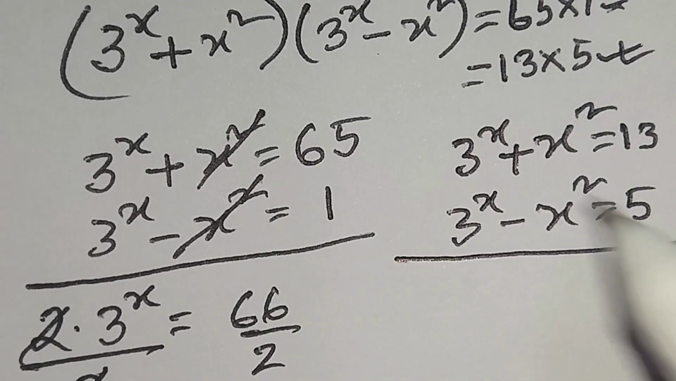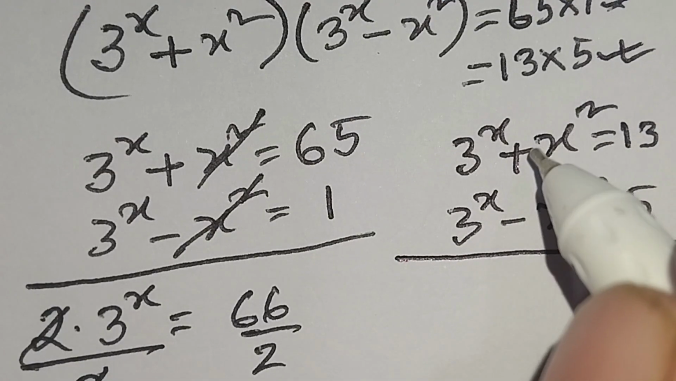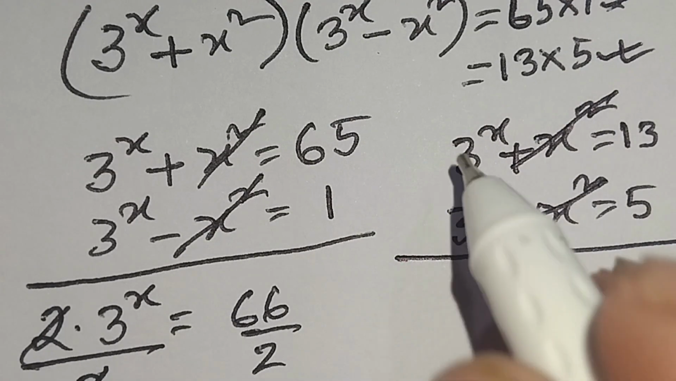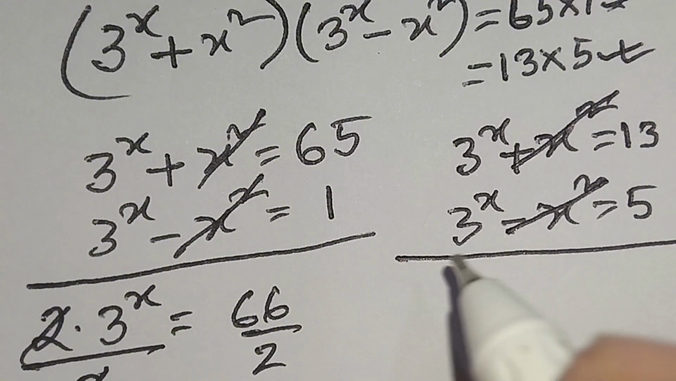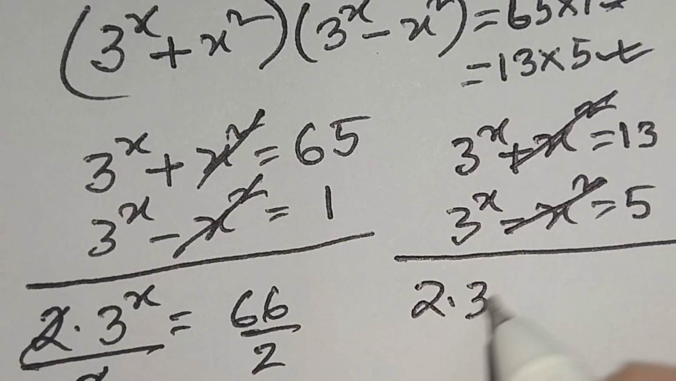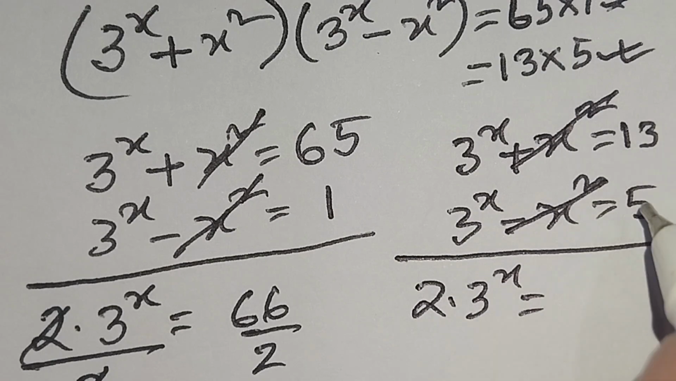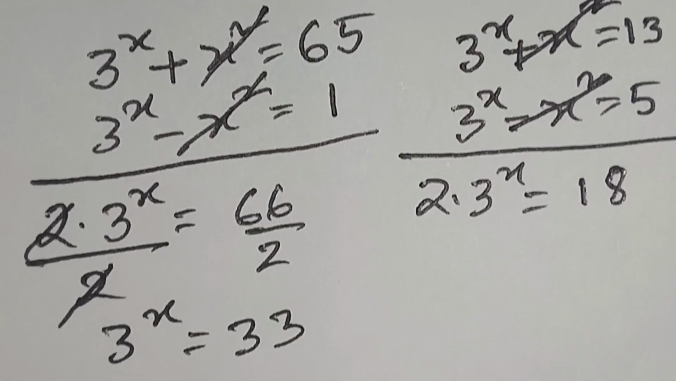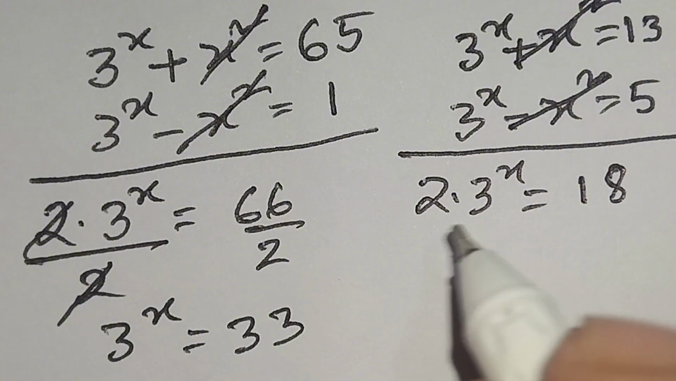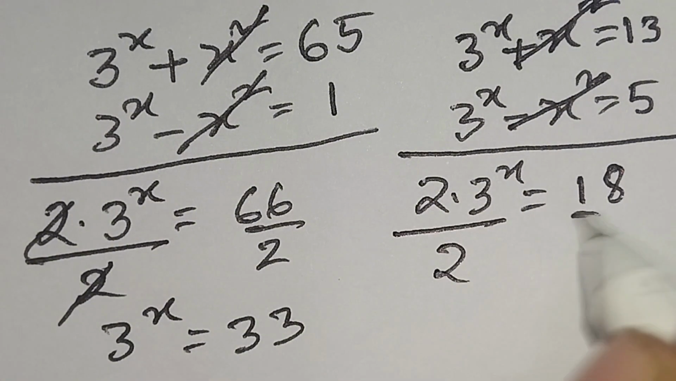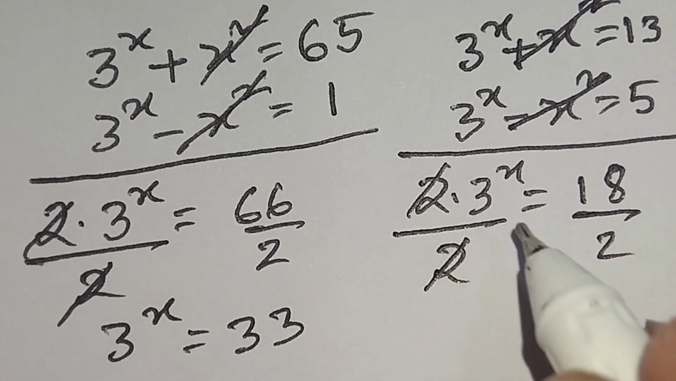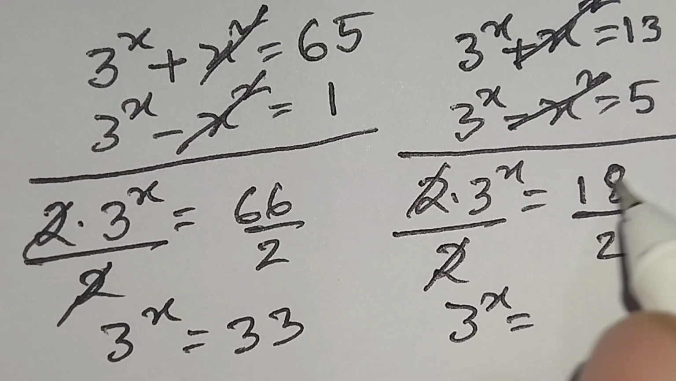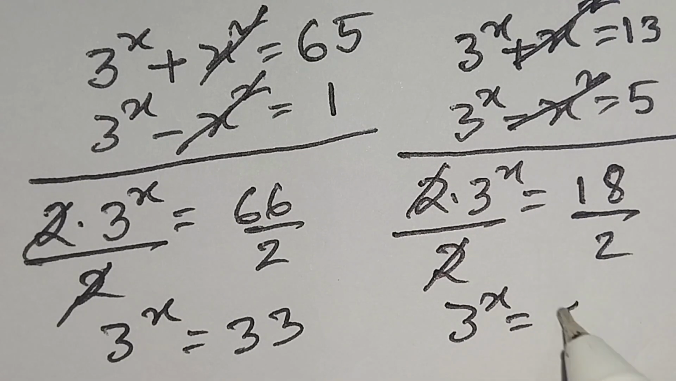Now adding these two equations we get this plus x square cancel by this minus x square. Here 3 to the power x plus 3 to the power x is equal to 2 times 3 to the power x is equal to 13 plus 5 is equal to 18. Now divided both sides by 2 we get here this 2 cancel out. Here 3 to the power x is equal to 18 over 2 is 9.